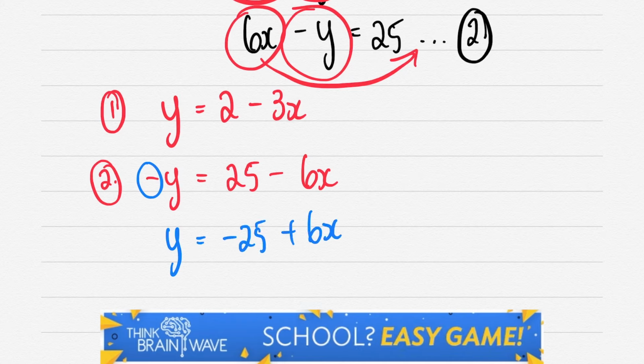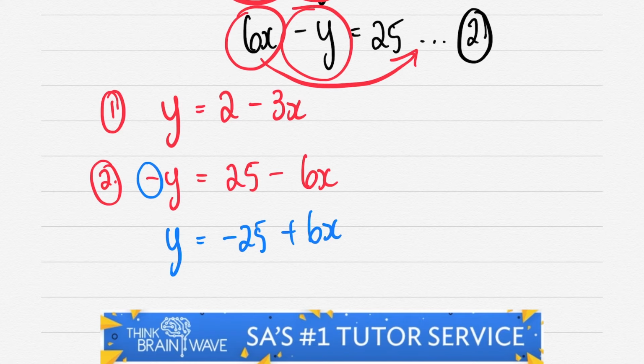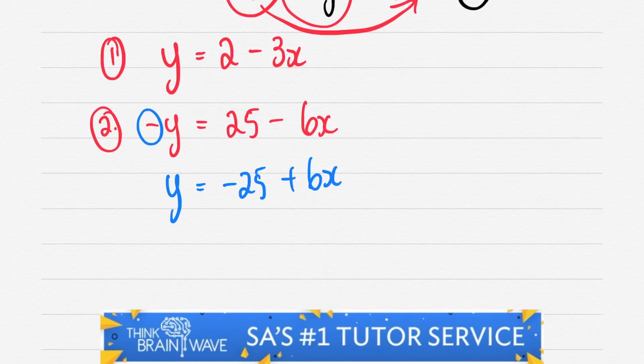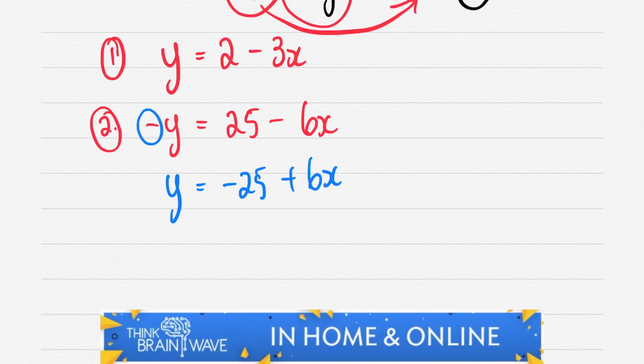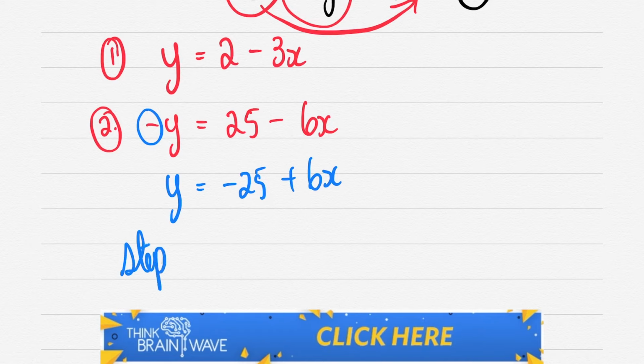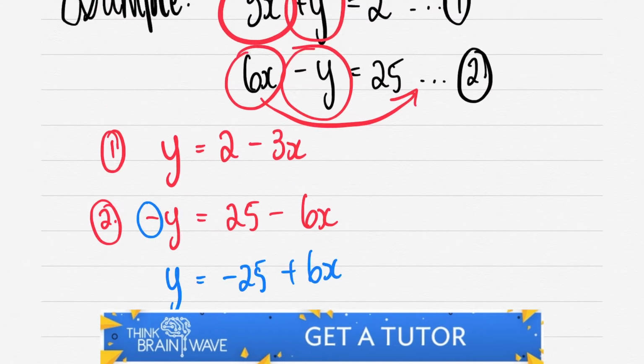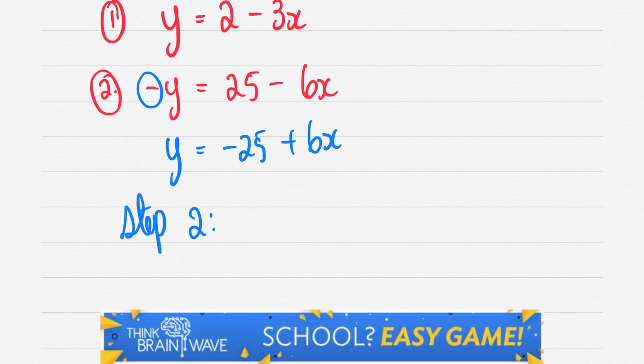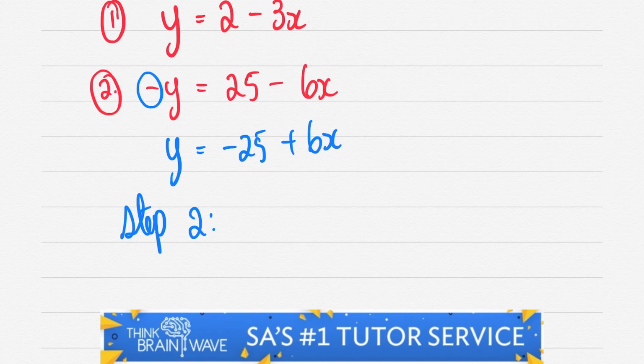So now that you've done that, you just change your sign. So divide everything by minus 1. You'll get your y is equal to minus 25 plus 6x. So you just change all your signs. Right, so your step 2 now is actually a lot easier than normal. So you don't exactly need to solve by substituting once and then substituting again.